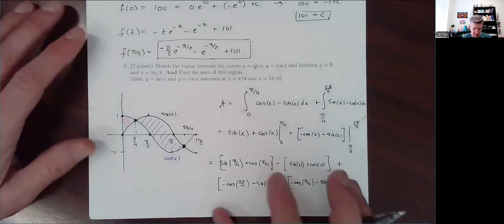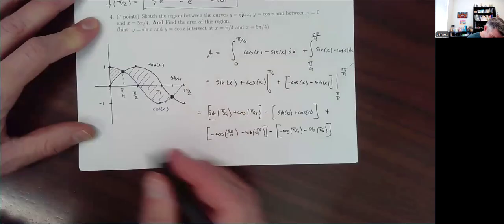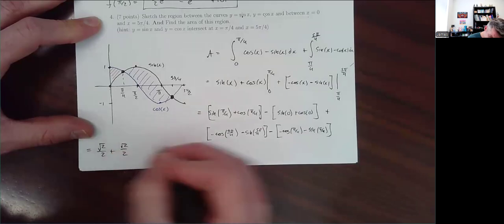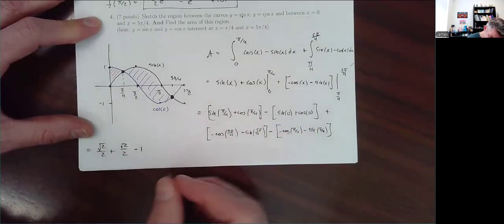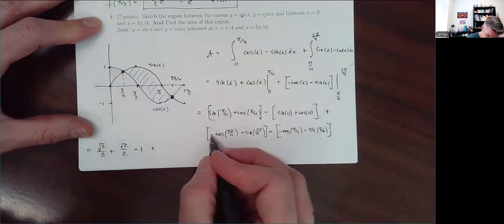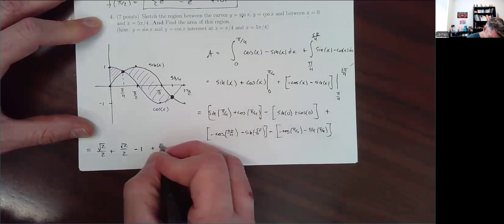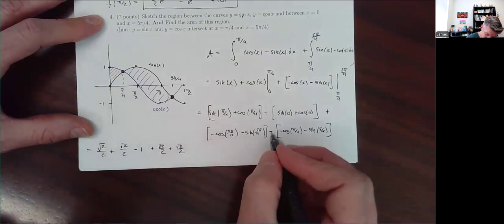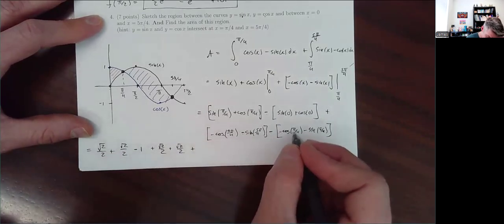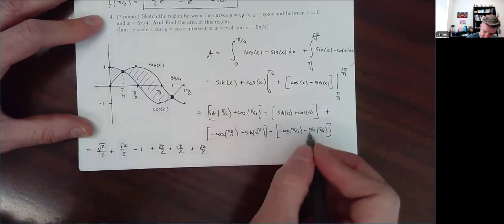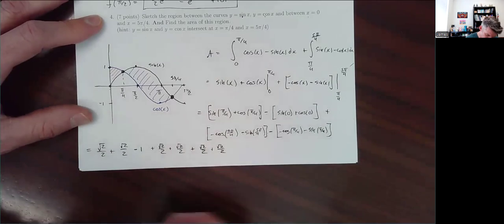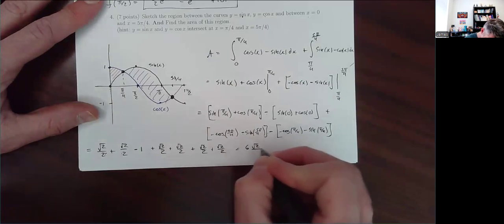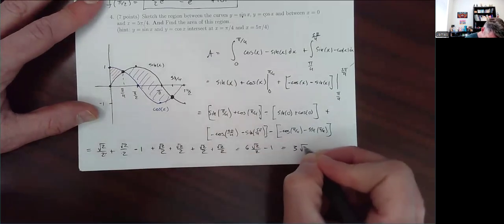That may be good to write if you didn't know what the values were, but these are clearly values we're expected to know. So we would write this out as root 2 over 2 plus root 2 over 2 minus 0 plus 1, plus negative root 2 over 2, negative root 2 over 2, minus and minus is plus, cosine pi over 4 is root 2 over 2, minus is plus, sine pi over 4 is also root 2 over 2. So it looks like we have 1, 2, 3, 4, 5, 6. So we have 6 times root 2 over 2 minus 1, or 3 times root 2 minus 1.